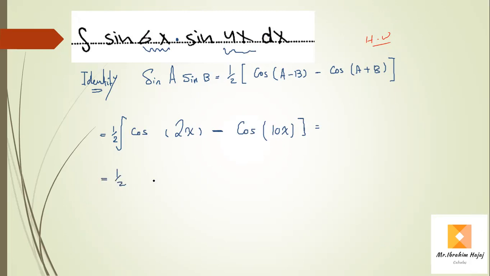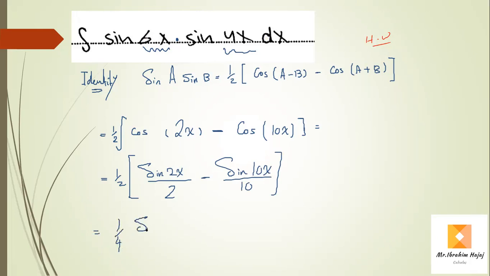The answer is 1/2 times the integral. The integral of cosine is sine, so sine 2x over 2 minus sine 10x over 10. Integral again of cosine is sine 10x; don't forget to divide by 10. So the final answer is 1/4 sine 2x minus 1/20 sine 10x.